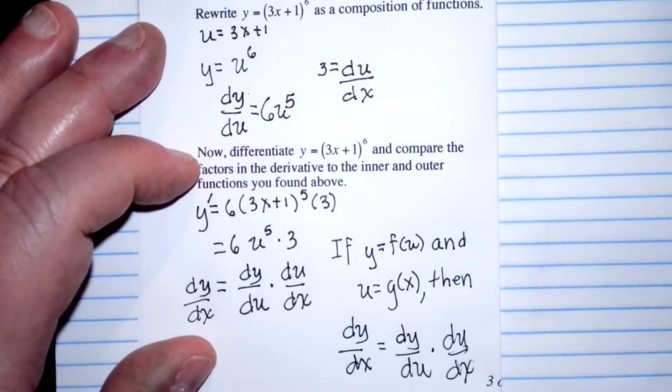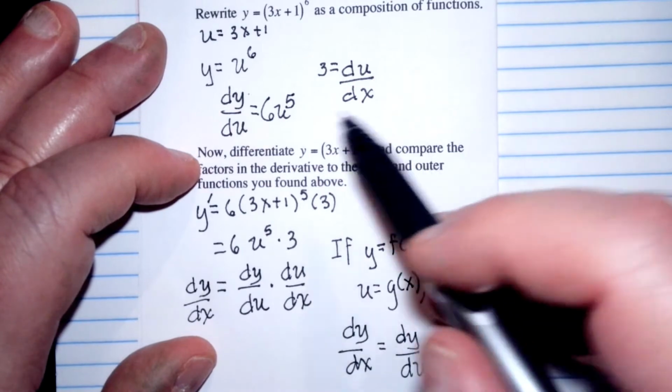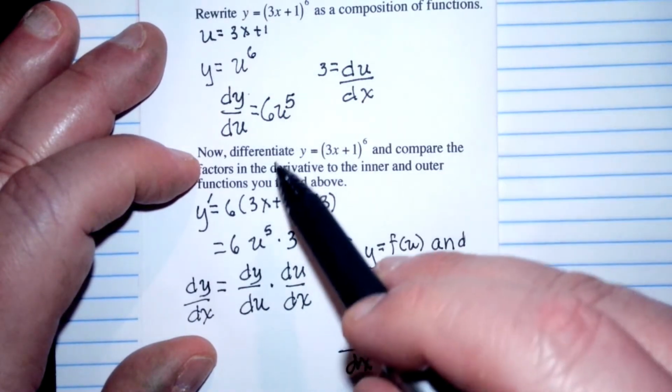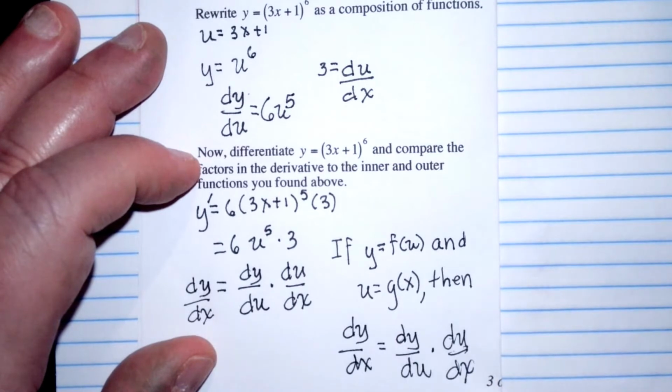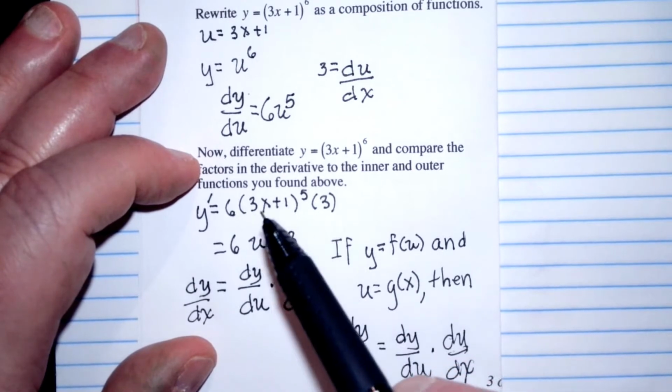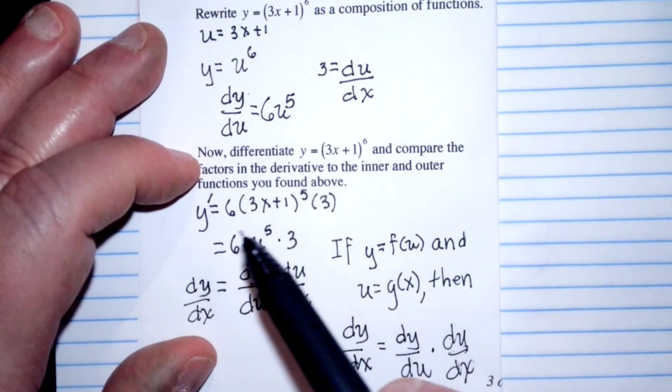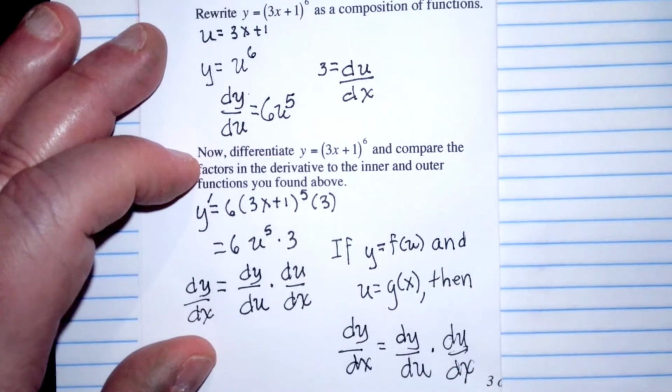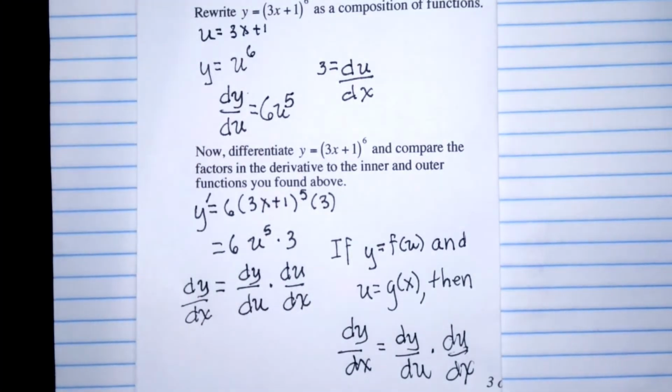All right. So dy over dx, here was our y. When we came up with this derivative, that was dy over dx. Now, that is made up of dy du. This part can be rewritten as 6u to the 5th, which would be dy du. And then this part, the 3, is the derivative of u with respect to x. This is the general chain rule. I mean, this is the generalization of the general power rule. This is the chain rule.